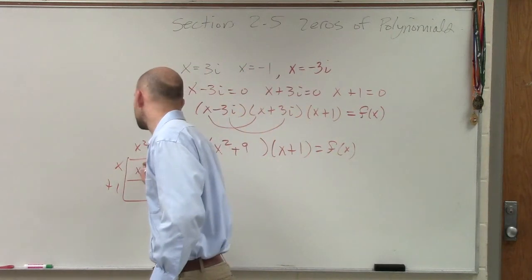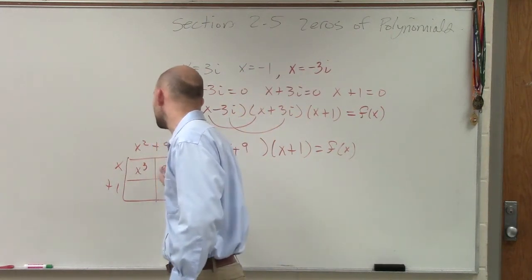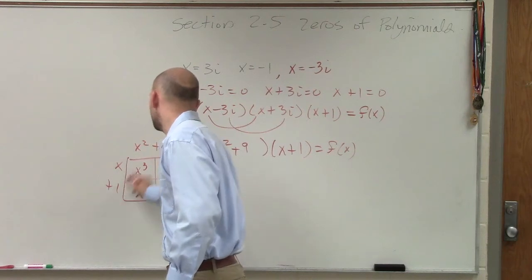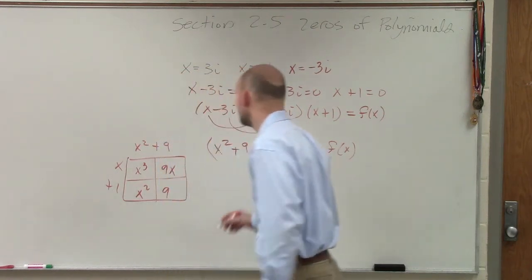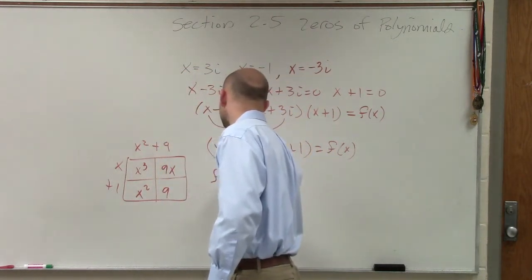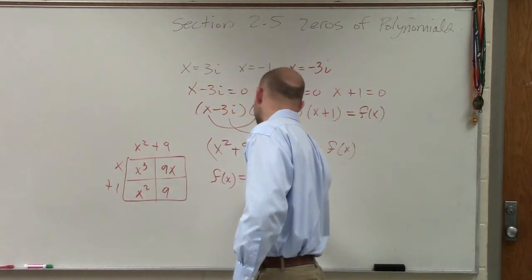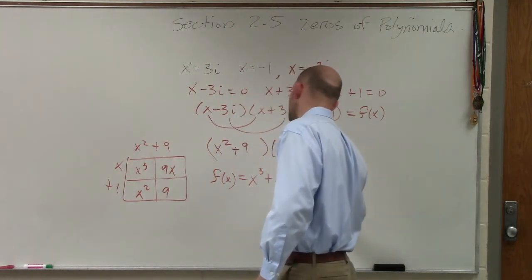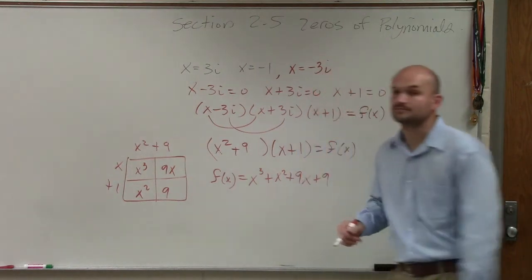So when multiplying, I just multiply the lengths to find my boxes. X times x squared is x cubed. X times 9 is 9x. X squared times 1 is x squared. 1 times 9 is 9. Therefore, my polynomial, I'll write the f of x first: f of x equals x cubed plus x squared plus 9x plus 9. Okay?